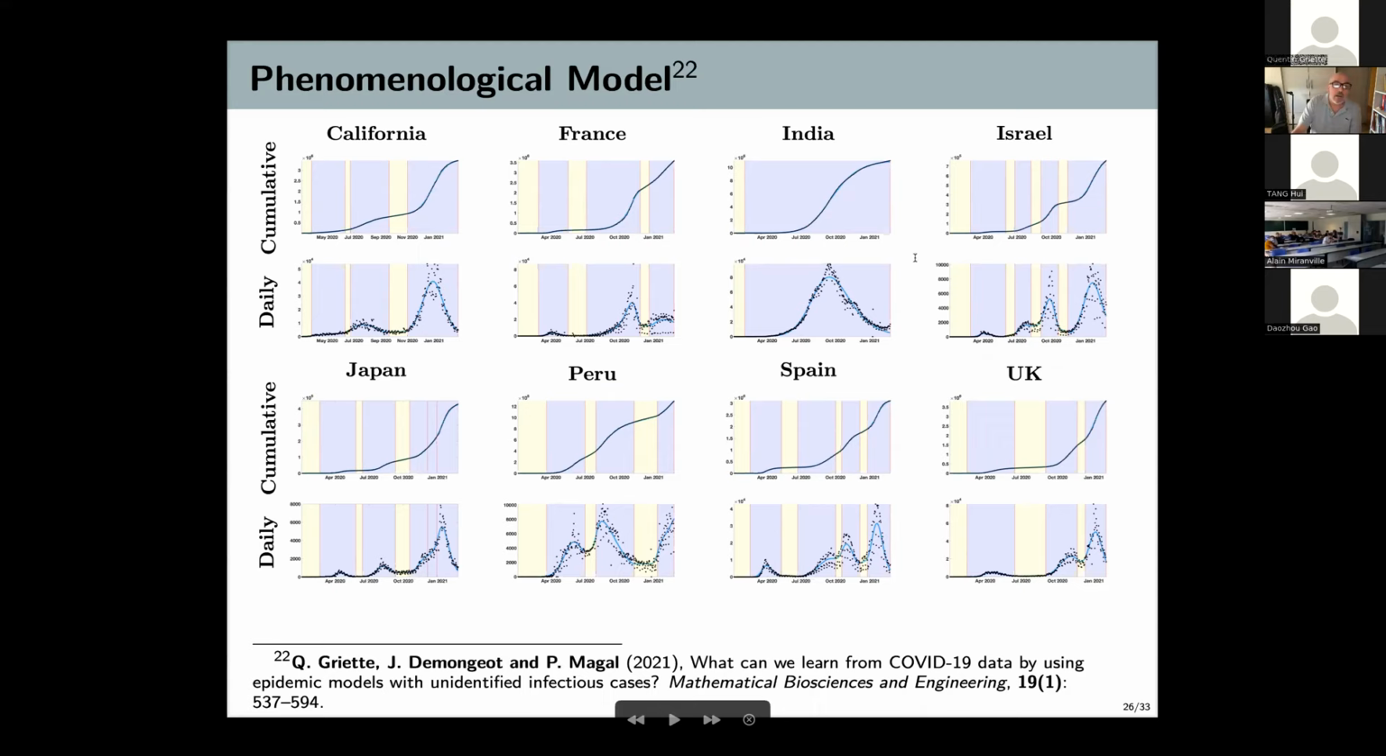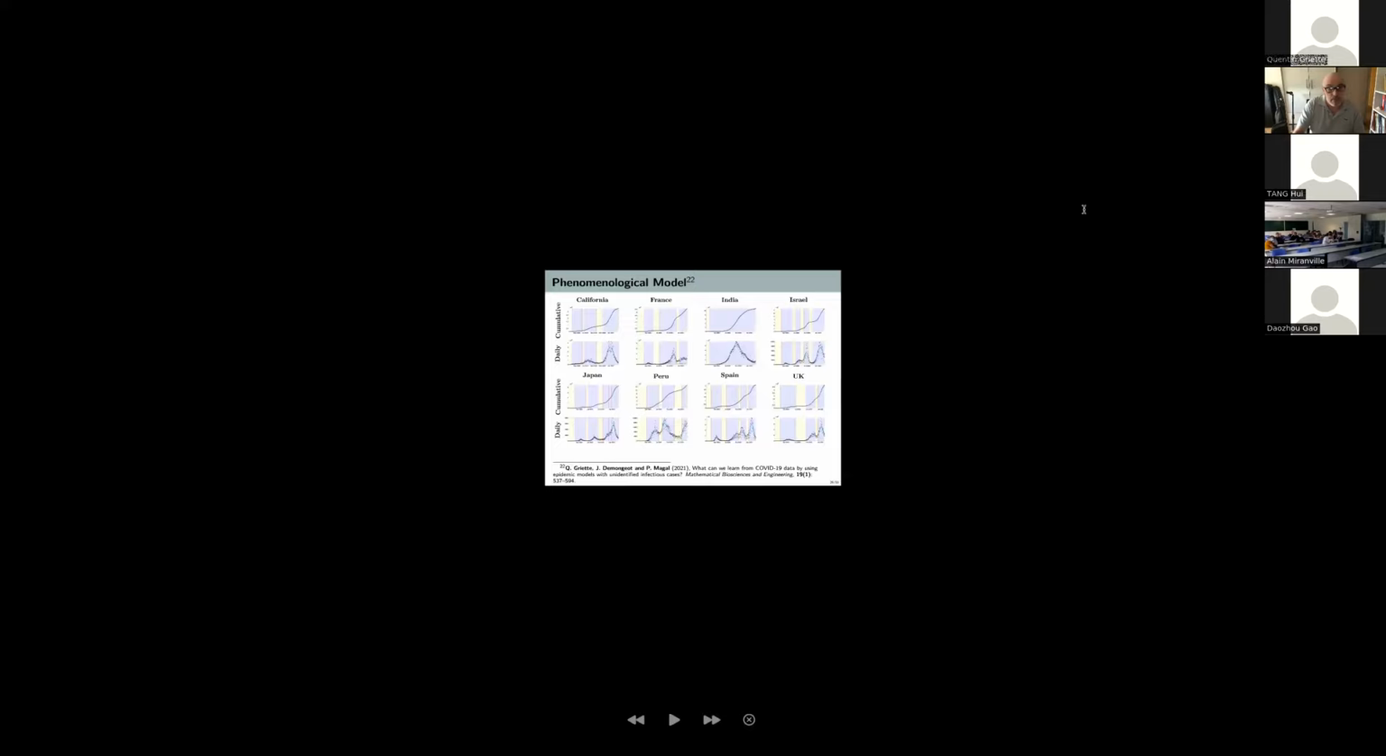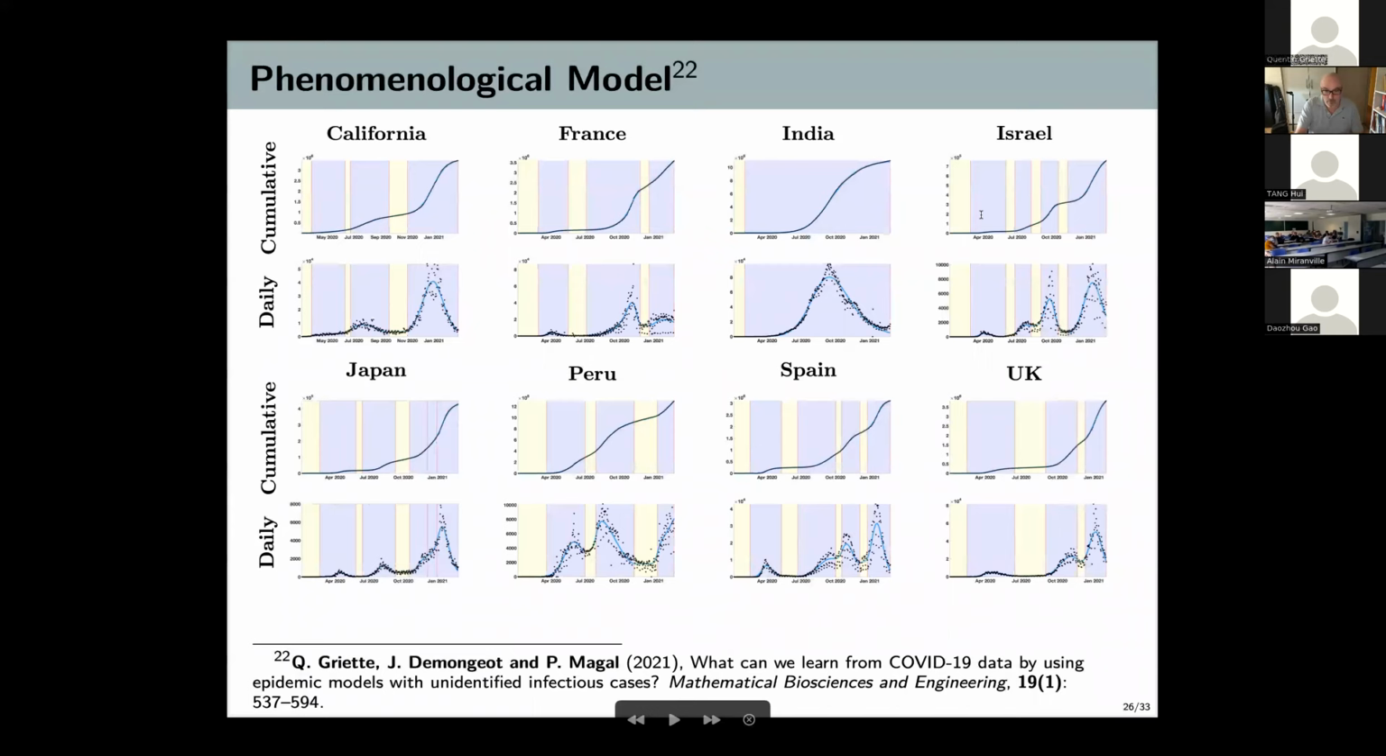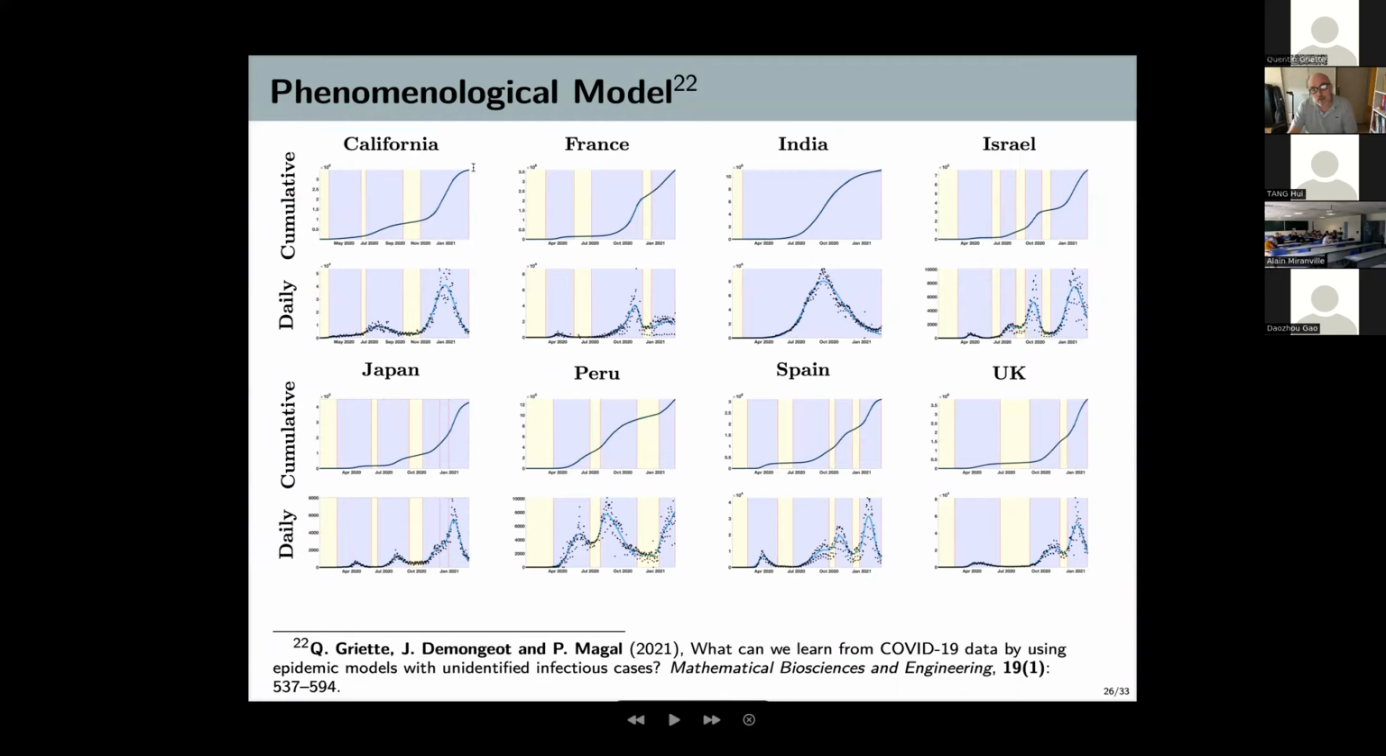And as you see, we were able to follow... it's too small now. Almost, I don't know if it's perfect yet. And so we were able to follow here very well the cumulative data for California.